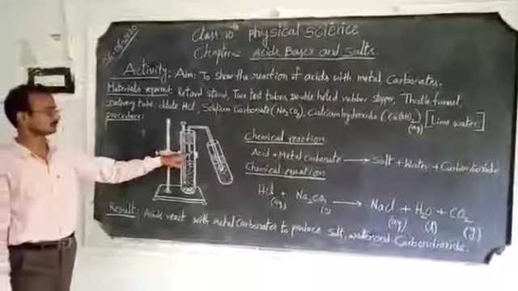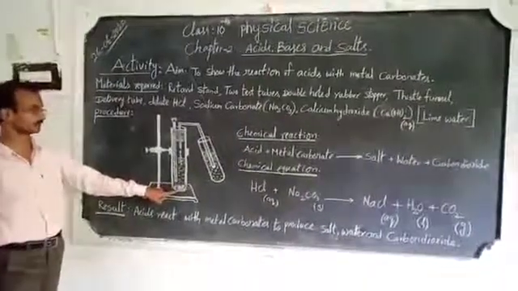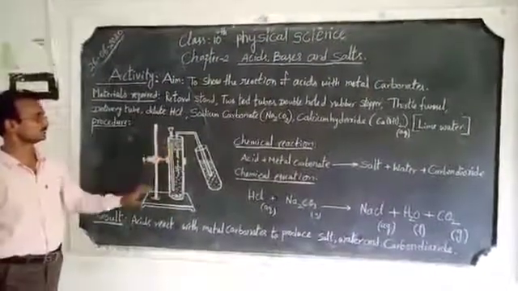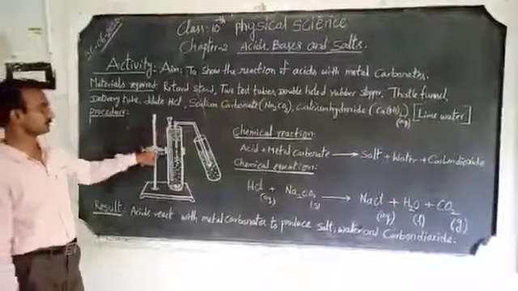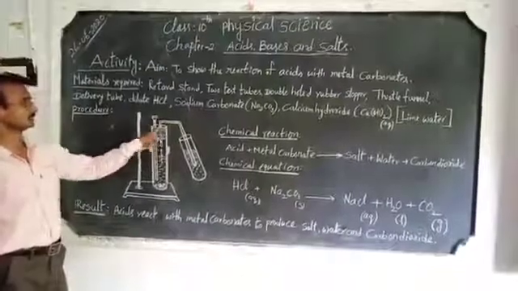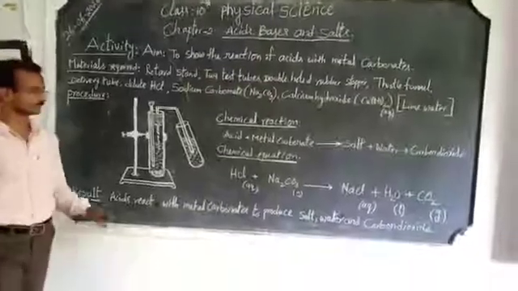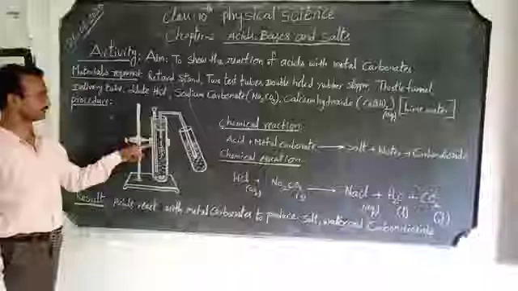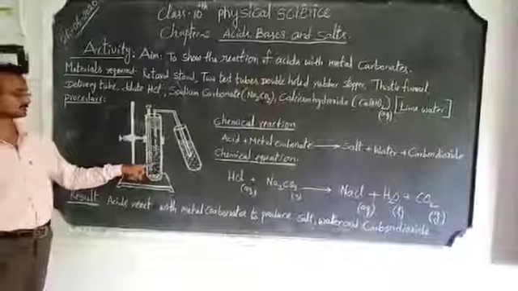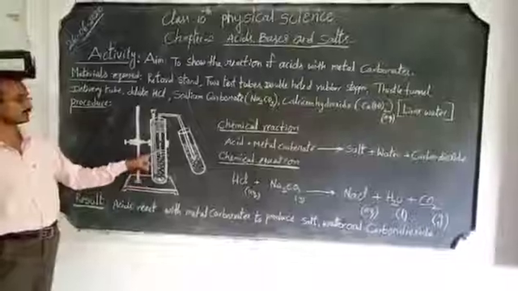Take a test tube and add about 0.5 gram of sodium carbonate in the test tube and fix a rubber cork which has 2 holes to the test tube, and insert one thistle funnel in one hole and insert one end of the delivery tube in the other hole, and leave the remaining end free. Now add dilute hydrochloric acid through the thistle funnel to the solid substance sodium carbonate. This is the solid substance, this is the liquid substance. Sodium carbonate, hydrochloric acid. The reaction takes place between these two and evolves a gas.